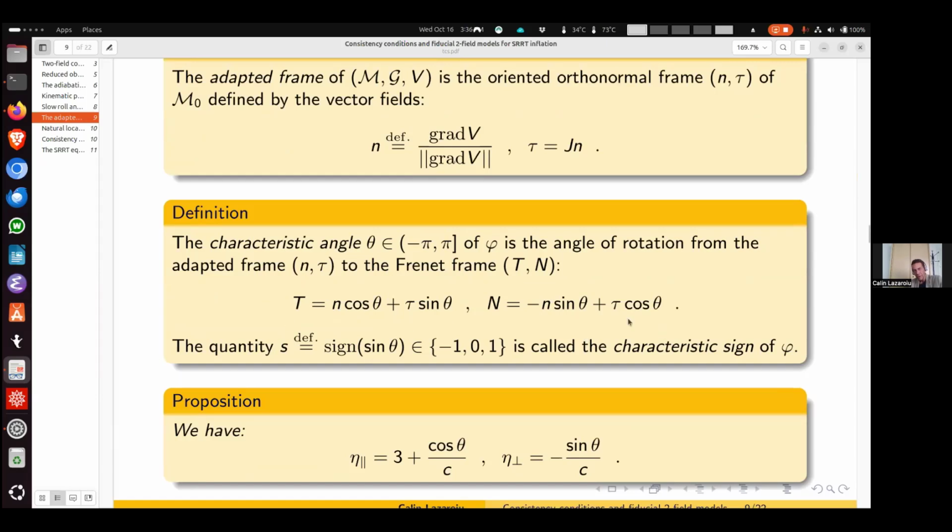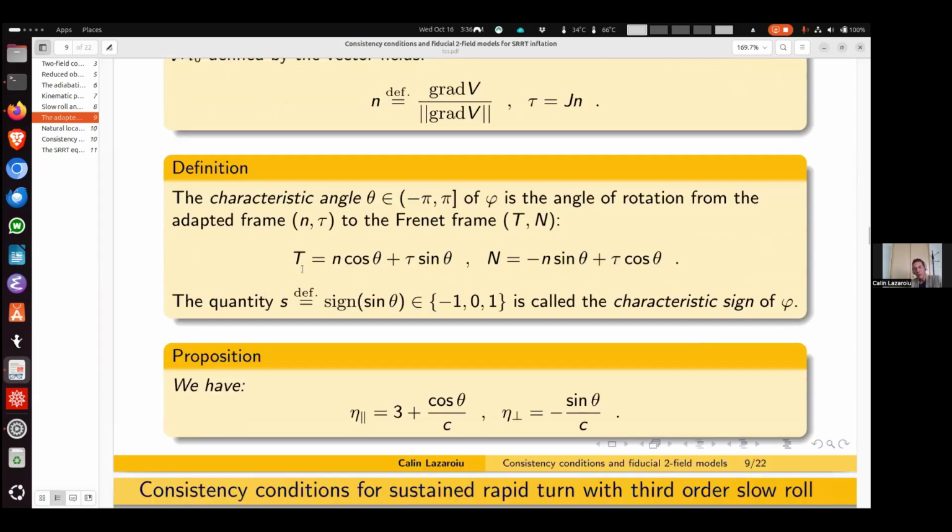Okay, so it's given by these formulas where, of course, everything depends on t implicitly, but I don't indicate the dependence on t. So big T is n cos theta plus tau sin theta, and big N is minus little n sin theta plus tau cos theta. And I take its determination to be in the interval (minus pi, pi], which is semi-closed. So it's open at minus pi and closed at pi. It's an interval of length 2 pi. I choose the determination for convenience.